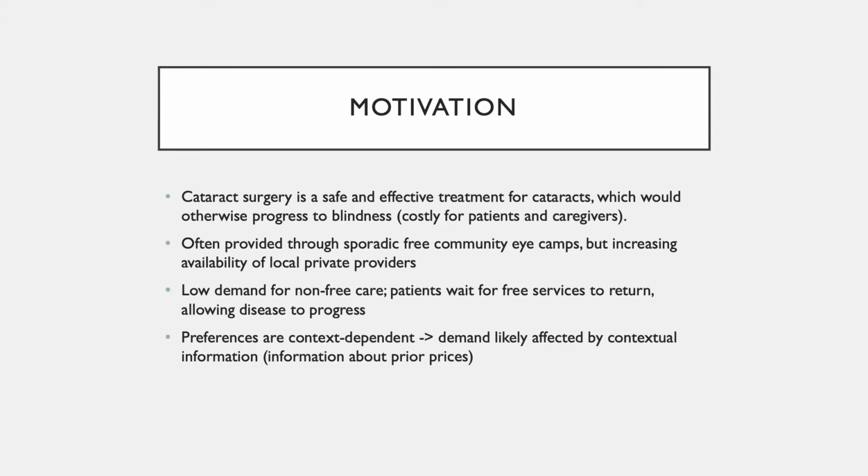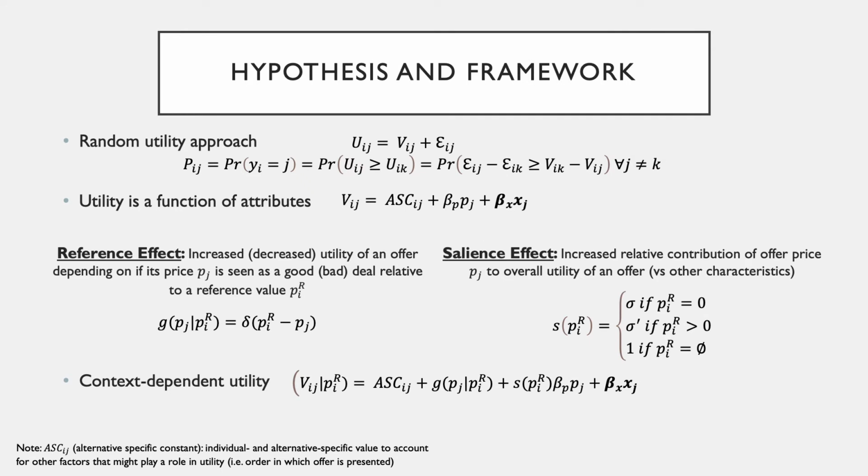In this study, we explore the possibility that care-seeking behavior is context-dependent, focusing on the role of information about previously offered prices. Our approach is based on standard random utility theory, in which systematic utility derived by person i from any given offer j is a function of the offer's attributes, and the person simply will choose the offer that yields the highest utility. In our approach, however, we incorporate two additional effects, a reference effect and a salience effect.